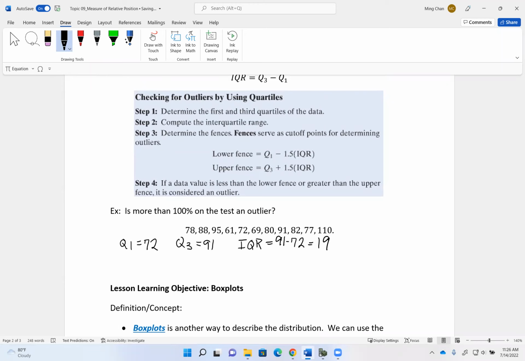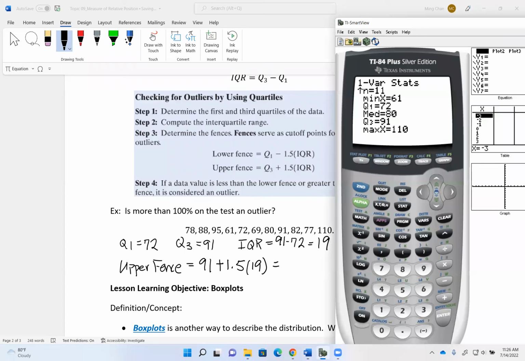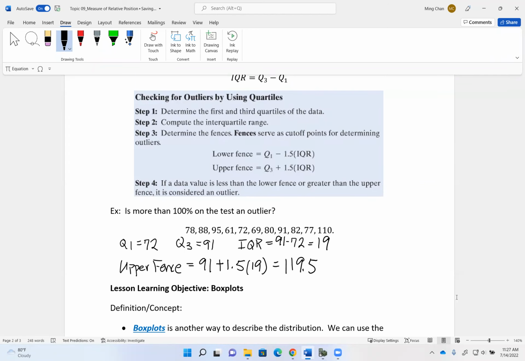So is 110, which is over 100% on a test, an outlier? We're trying to see if 110 is outside the upper fence. The upper fence will be Q3 plus 1.5, or 150%, of the interquartile range. So 91 plus 1.5 times 19. That's only 119.5. So 110 is sitting within 119.5. So 110 is not an outlier.